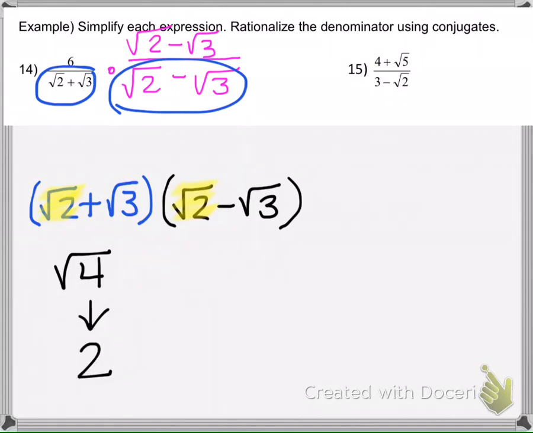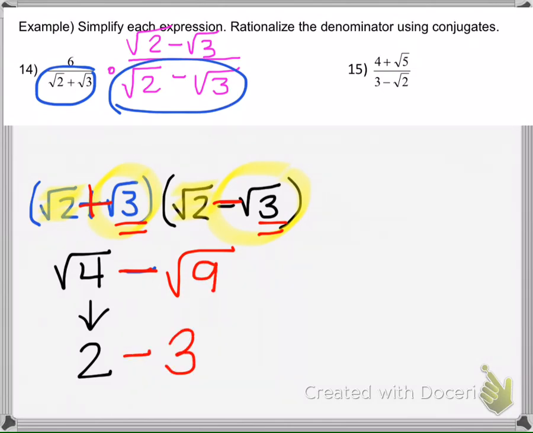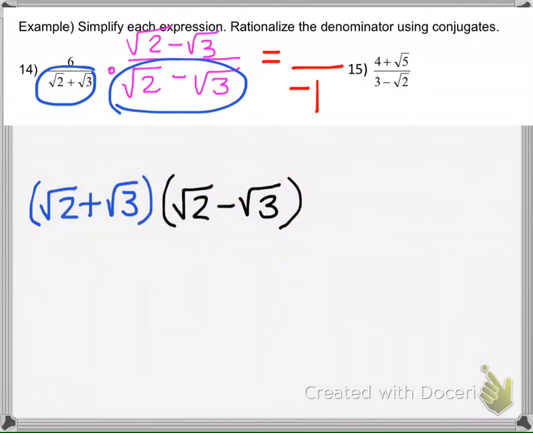And then all we have to do is the square root of 3 times negative square root of 3, which would be negative because a positive times a negative is a negative. And then square root of 3 times square root of 3 is the square root of 9. So we would get 2 minus 3, which is negative 1 in the denominator. And therefore, if we've rationalized it, it does not have a radical in the denominator anymore. So that was the shortcut way.